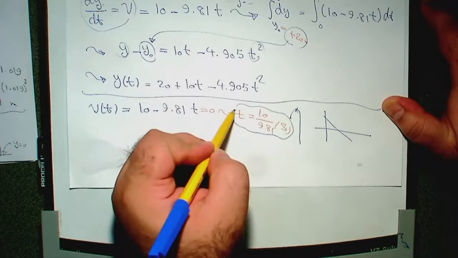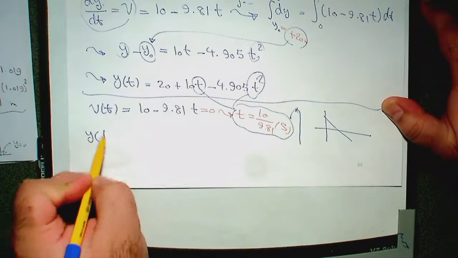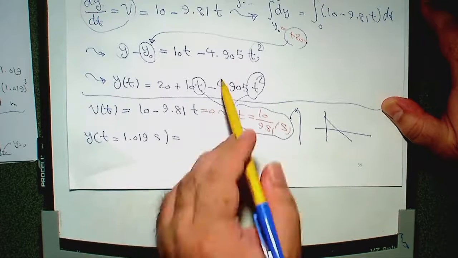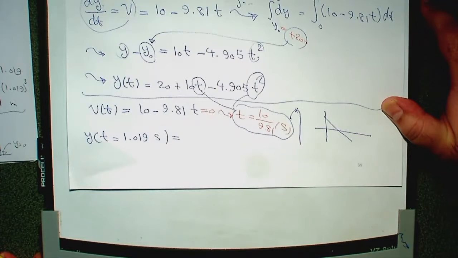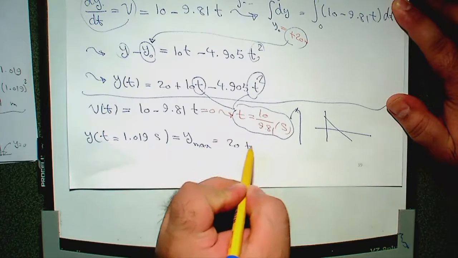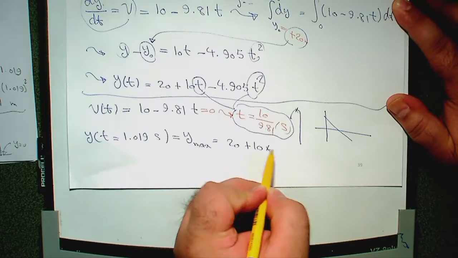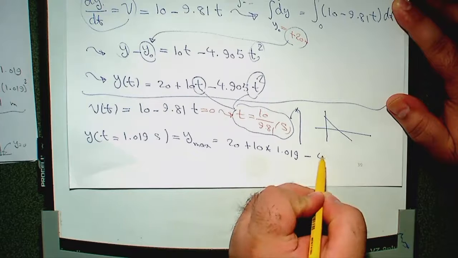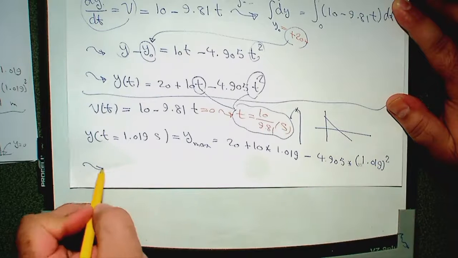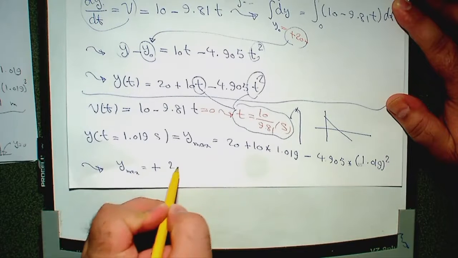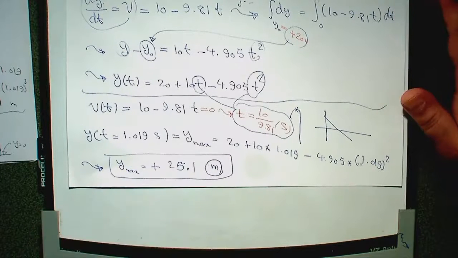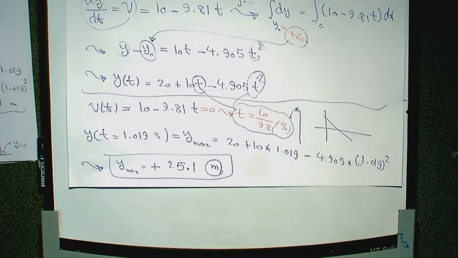If I replace this time here and here, this gives me the highest vertical distance. Do you agree? Which would be y max equals 20 plus 10, I just replace time by this, multiplied by 1.02, minus 4.905, times 1.02 squared, and the unit, 25.1 meters. Do you agree?